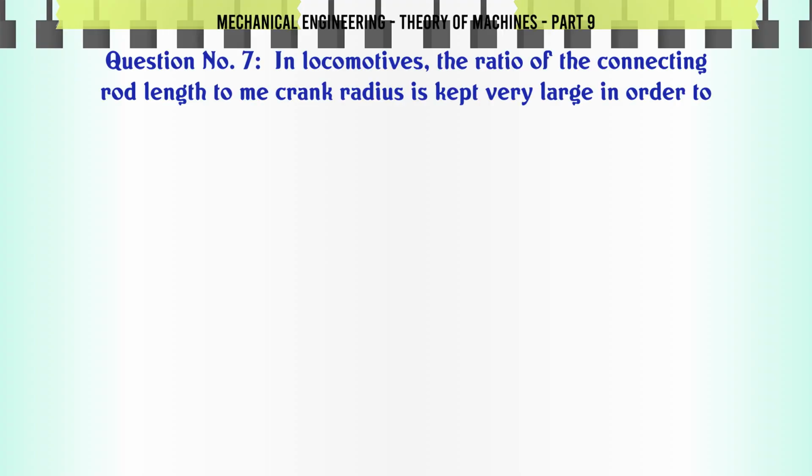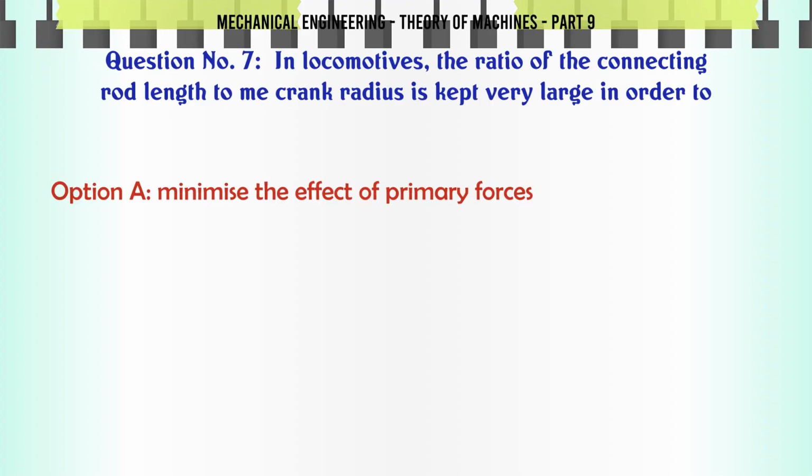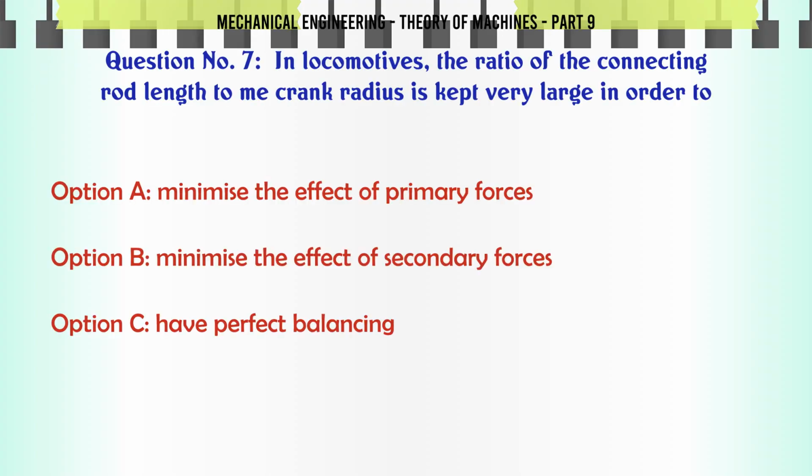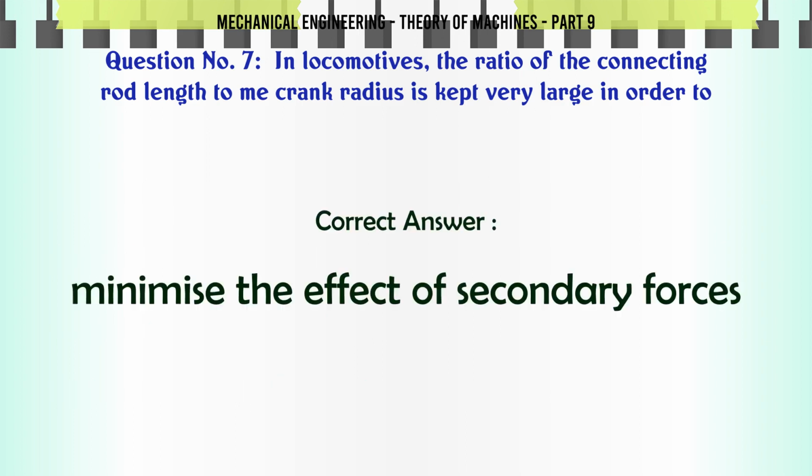In locomotives, the ratio of the connecting rod length to crank radius is kept very large in order to: A. Minimize the effect of primary forces. B. Minimize the effect of secondary forces. C. Have perfect balancing. D. To start the locomotive quickly. The correct answer is minimize the effect of secondary forces.